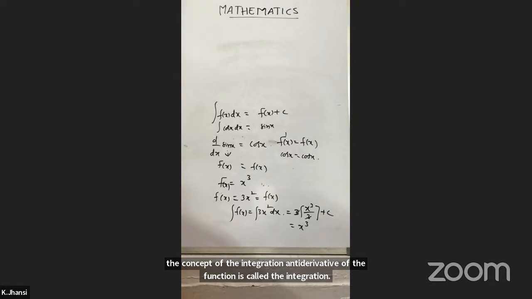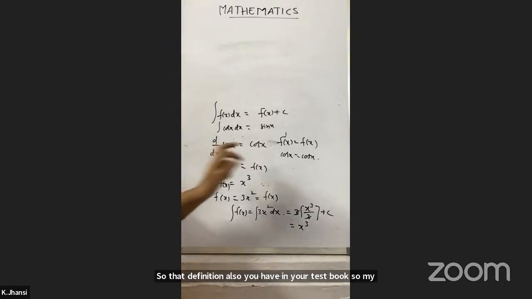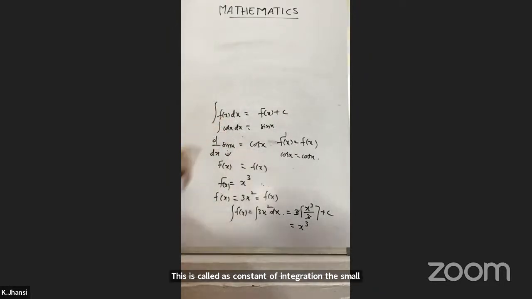Okay, so that definition also you have in your textbook. So manaku definition avasram ledu, just if you know the concept it's enough. This c is called as constant of integration, the small f is called as integrand, and x is the variable of integration. Okay, so different formulas are there.